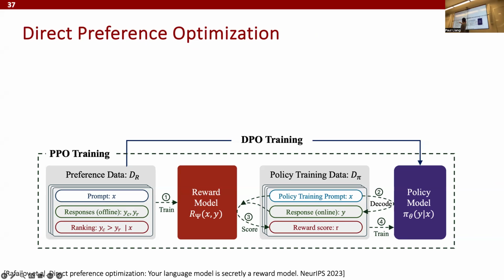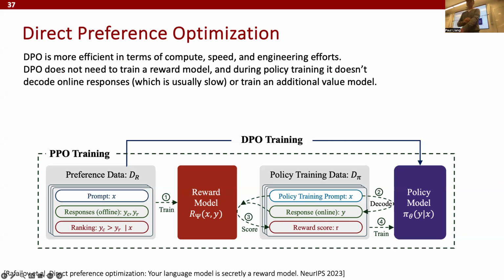DPO is this line over here, which basically starts again with the same preference data, skips training the reward model, and skips PPO, but literally just does training on the preference data using supervised prediction on top of the preference data. Well, probably it's not right to say that it was supervised. They're kind of doing reinforcement learning on top of this preference data. I won't get into too much detail, but there are some key differences.